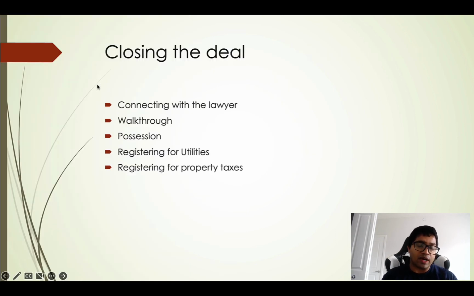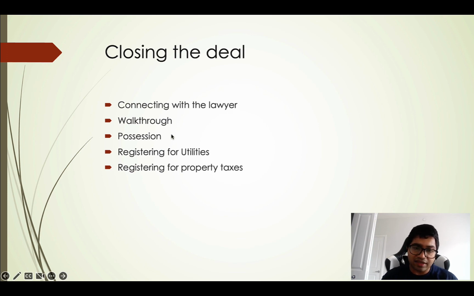Finally, once everything is in order and the possession date is coming nearby, you should close the deal by connecting with the lawyer. They will change the title, they will find out what is due, what is not, and go through. Then you do a final walkthrough, because when you sign the waiver and when you take the possession, there could be time between those two dates. And if the property changes, like if some damage is done, then you can check for that.